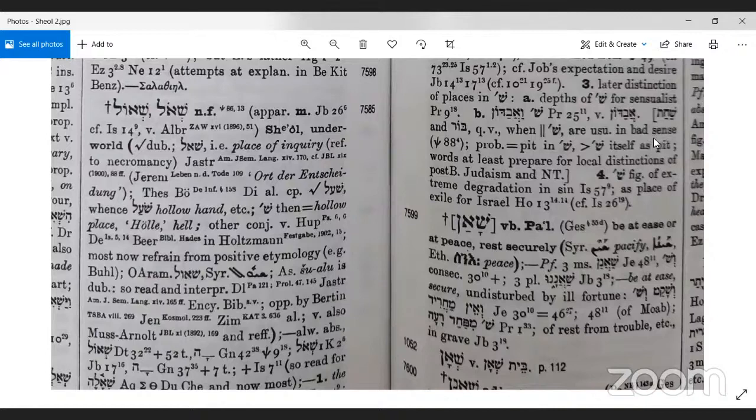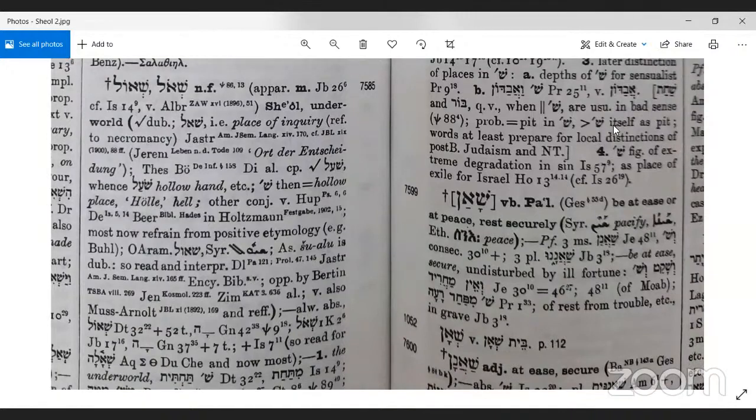In a bad sense, okay, they're saying, okay, so itself as a pit, words at least prepare for local distinctions of post-Babylonian Judaism. All right, so this may be the origin of where all of this is coming from, right? Judaism in the New Testament. Yeah.